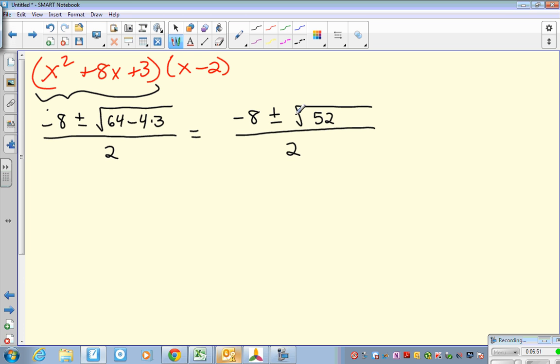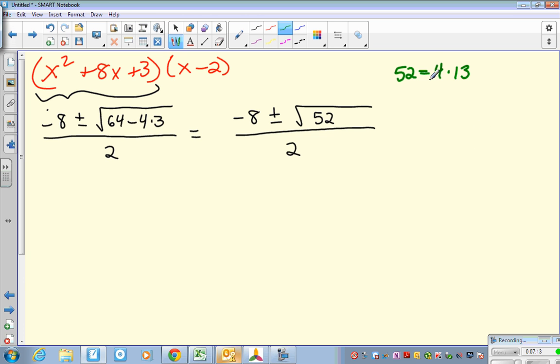Now at this point you may get a hunch, well maybe I can simplify this, but we can't just cross these out because there's not a 2 out from here. So you're going to start looking to see, is there a perfect square that goes in 52? And I can rewrite 52 as 4 times 13. 4 goes into 52 13 times.